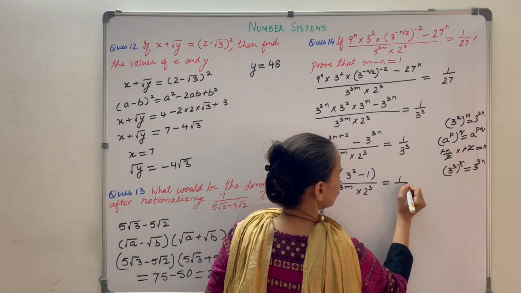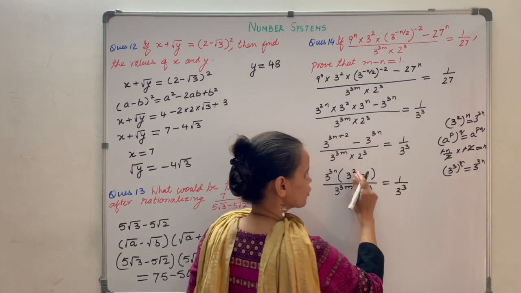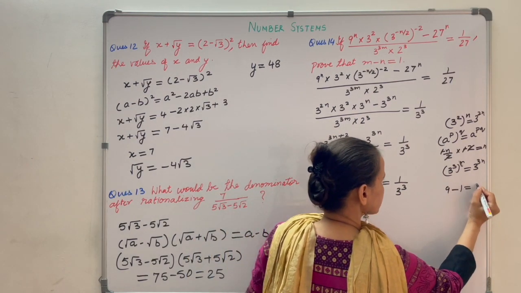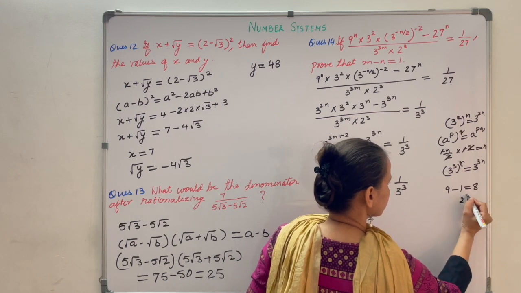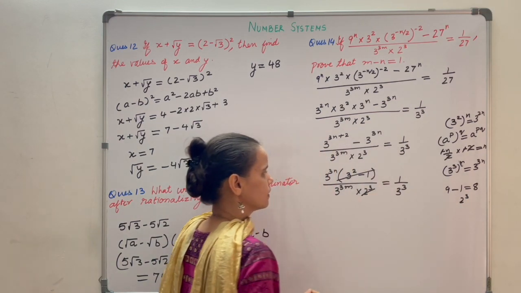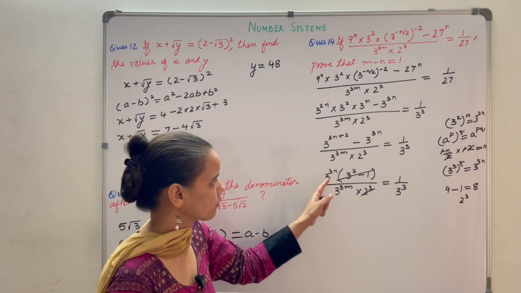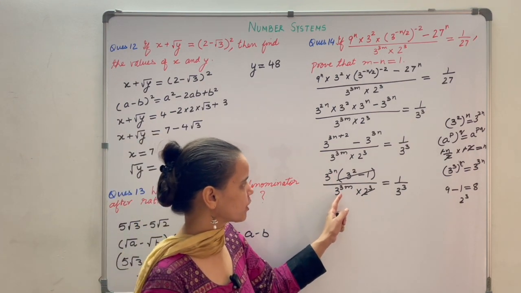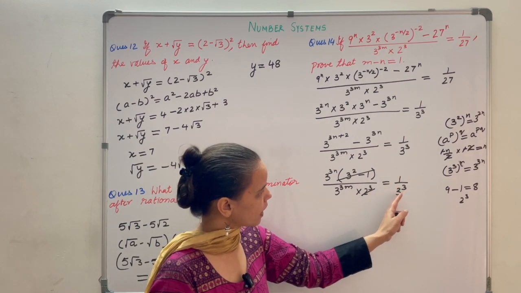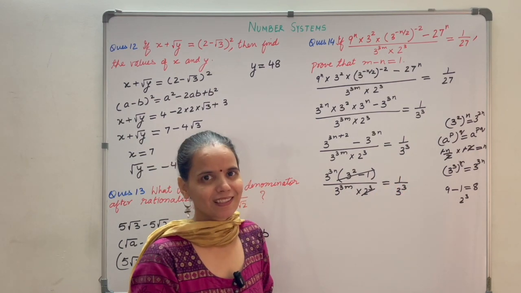This is equal to 1 upon 3 cube. So 3 square is 9 minus 1. So what will you get? 8. And 8 you can rewrite it as 2 cube. So you can cancel this. So what you have now? 3 raised to power 3n in the numerator, and in the denominator you have 3 raised to power 3m. Here this side you have 1 in the numerator, and in the denominator you have 3 cube.